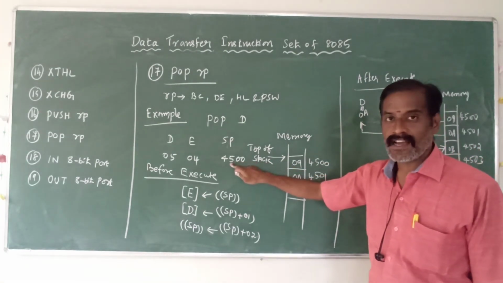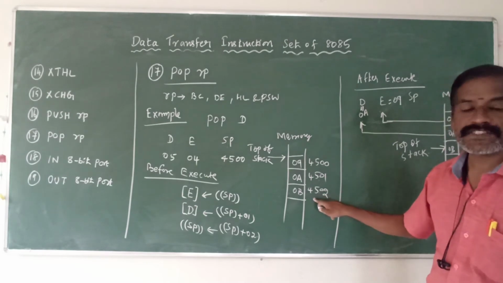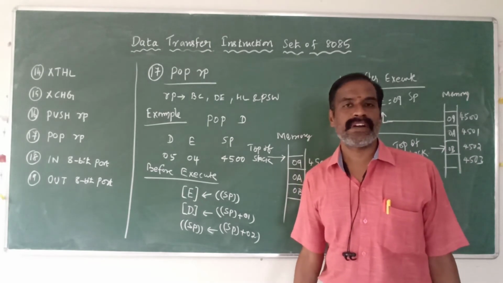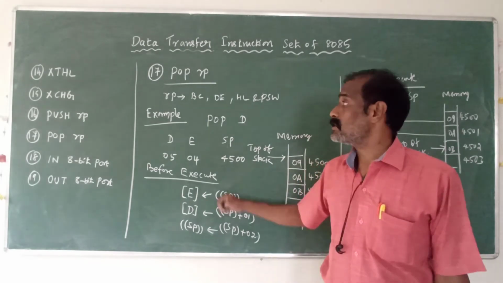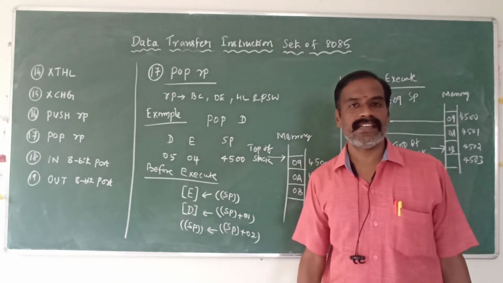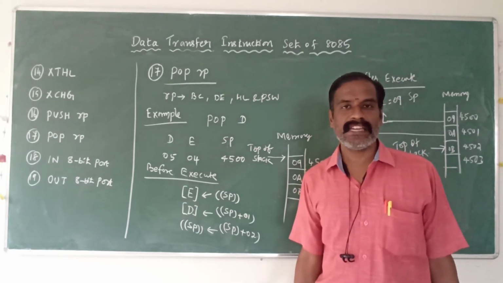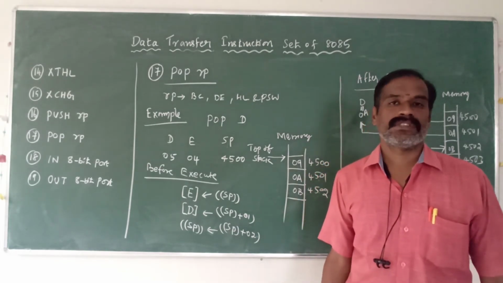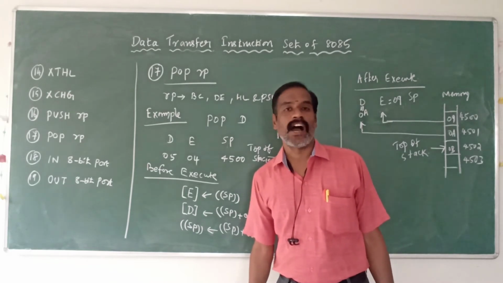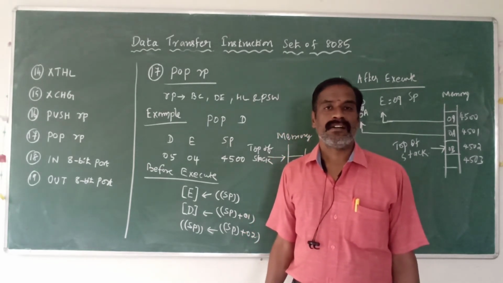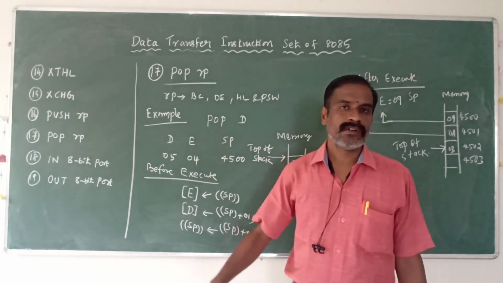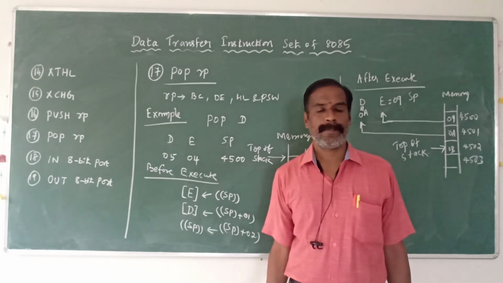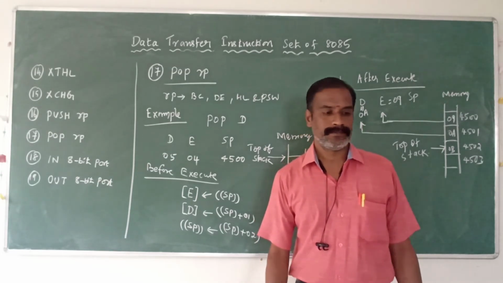Initial address is 45. After pop, now the stack pointer address is 4502. Now the address has been incremented twice. To push the data, the address will be decremented twice, and to pop the data, the address will be incremented twice. Okay, this is the main difference between push and pop. Both operate on the LIFO concept. LIFO means last in, first out. Which data was last pushed into the stack, that data will be first to retrieve. Okay? Any doubt? No.